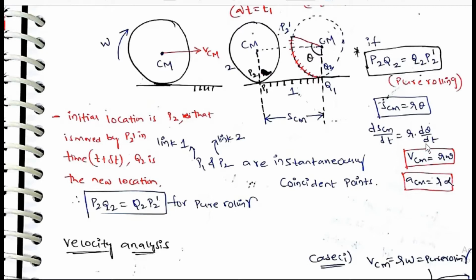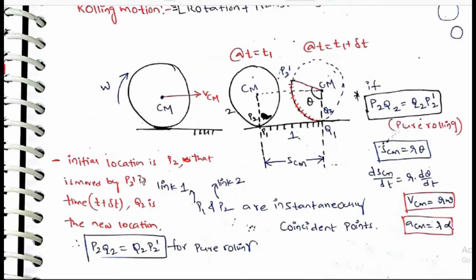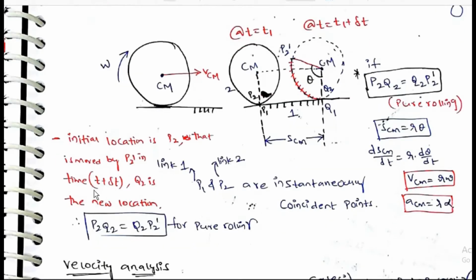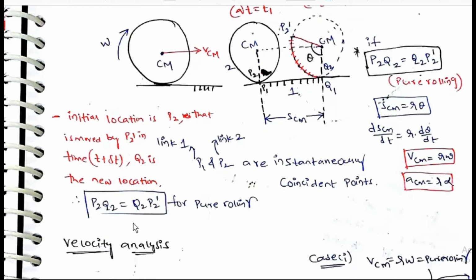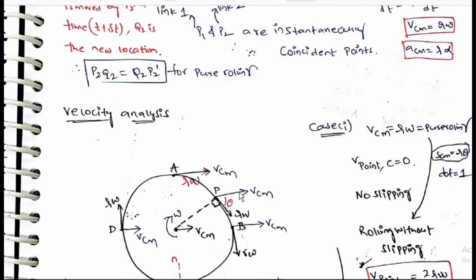DSCM by dt is equal to R d theta by dt. VCM is equal to R omega. ACM is equal to R alpha. Initial location is P2. That is moved by P2 in time t plus delta t. Q2 is in its new location. P2 Q2 is equal to Q2 P2 prime for pure rolling.